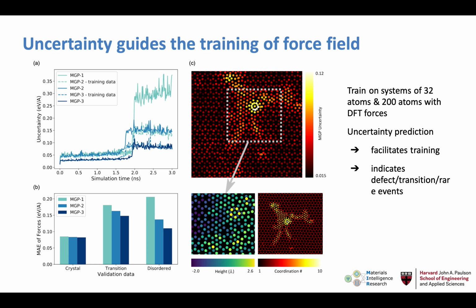Here, for the Stanene system, we train on 32 atoms and 200 atoms with the DFT forces. And in figure A, we show that the uncertainty prediction identifies the crystal to liquid transition process by the drastic increase. And figure C on the right shows that the uncertainty predicted by our model can identify the defect inside of this configuration. So, guided by the uncertainty quantification, our model collects more and more data that it is not familiar with. And you can see from figure B at the bottom that the error of our model gradually decreases as more training data are collected in 3 consecutive active learning loops.